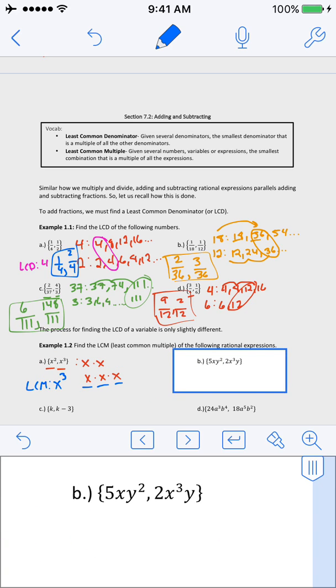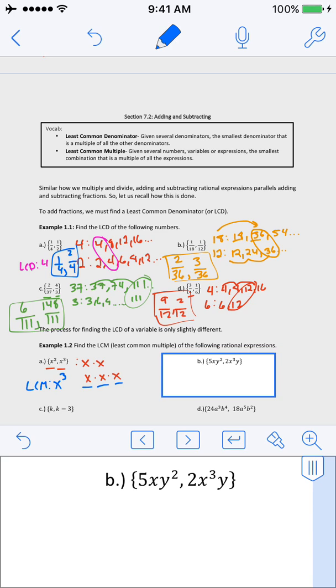Least common multiple. Well, I've got now 5xy squared, 2x cubed y, right? So I want to find the common multiple between the two. Least common multiple between 5 and 2 is going to be 10. So the LCM is going to be 10. That's the first multiple they have in common, right? 2, 4, 6, 8, 10, 5, 10.